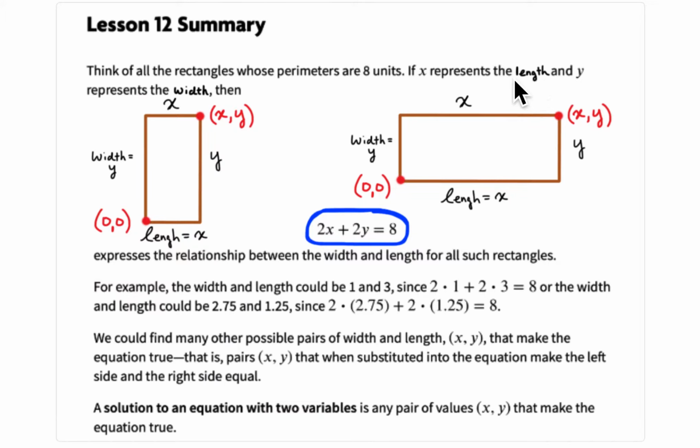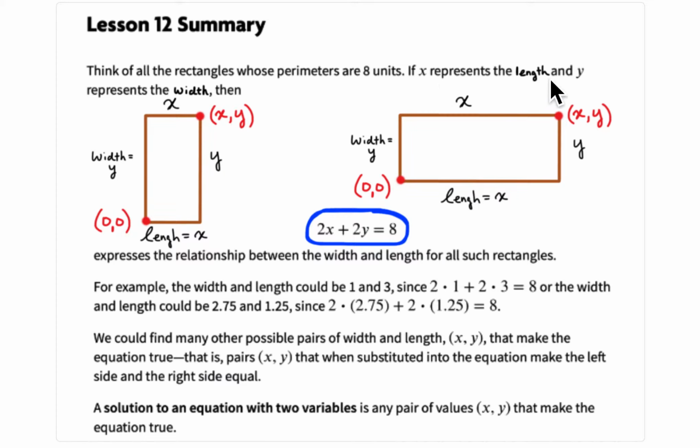So I'm going to use x to represent the length. It's just because I tend to think of the horizontal side as being the length and the vertical side as being the width. That's really the only reason I changed it. Also, with the graph, it makes sense that the length is along the x-axis and the width is along the y-axis. So we'll look at that in a moment.